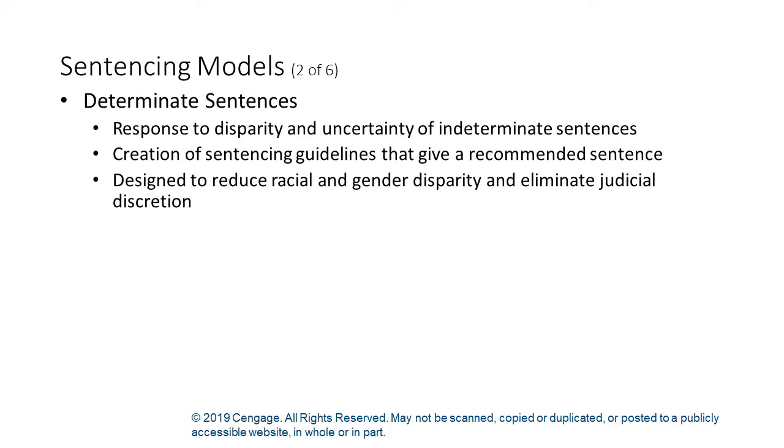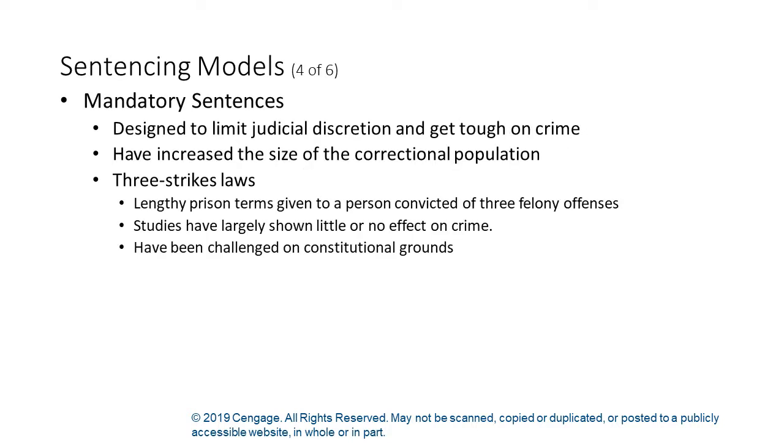So we talked about indeterminate sentences. We talked about determinate sentences. Let's talk about mandatory sentences. And I am going to direct you to a website that is also under the additional materials to look at the effect of mandatory sentences on individuals. Let's talk about what they are. It is a statutory required penalty that must be imposed and carried out upon conviction. And this is just another way of curbing judicial discretion, as well as getting tough on crime.